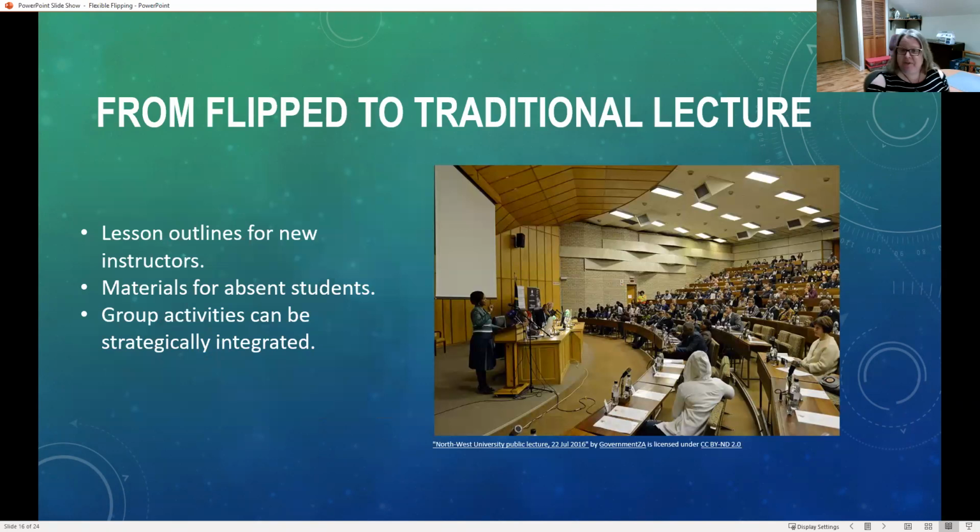I don't know about you, but the pandemic has caused this picture here to give me great anxiety now. Like all these people in one room. But how can having a flipped curriculum design help an instructor that really shines in a traditional lecture environment?